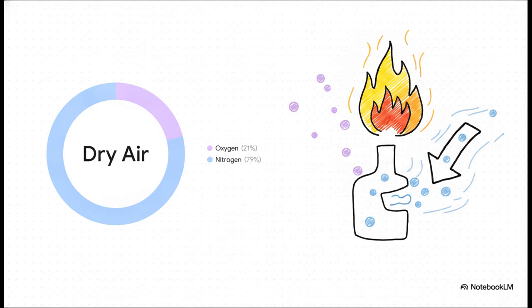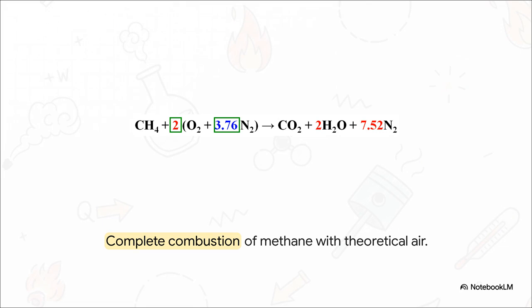And that nitrogen doesn't help the fire burn at all. It's basically just tagging along for the ride, soaking up our precious heat, and frankly, complicating all our math. Think of combustion kind of like baking. You need an exact, super strict recipe. We call this recipe the theoretical amount of air. It is the absolute bare minimum amount of air required to pull off complete combustion, with not a single molecule of oxygen left over at the end.